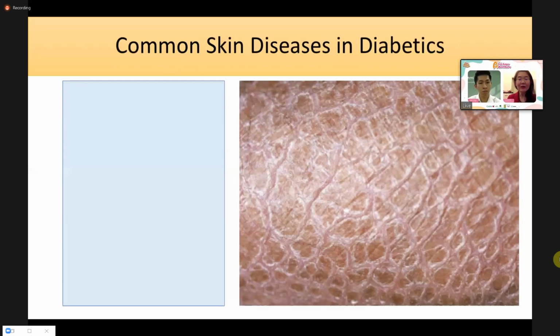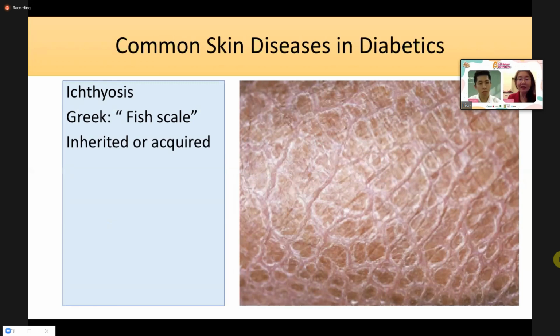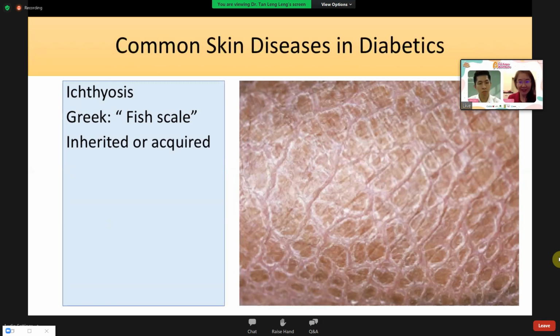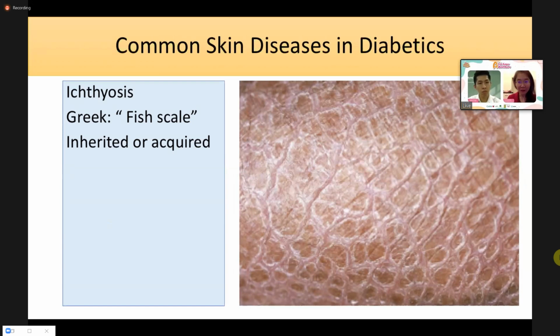All right. So when you look at this skin, what does it look like? It looks like fish skin, a fish scale. They are large. We call this ichthyosis. In Greek, ichthyosis means fish scales. It can be inherited, meaning that you are born with it. You are genetically born with this dry skin. Unfortunately, that's very unlucky.